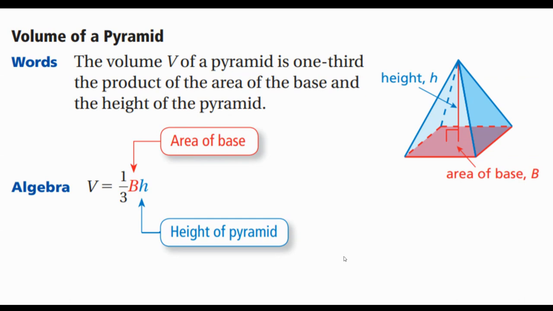We were looking at the volume of a pyramid, and so far we've done rectangular based pyramids. Today we're going to look at triangular based pyramids. So I just wanted to remind you the formula for the volume of a pyramid is 1/3 times the area of the base. So for today that's going to be the area of a triangle times the height of the pyramid.